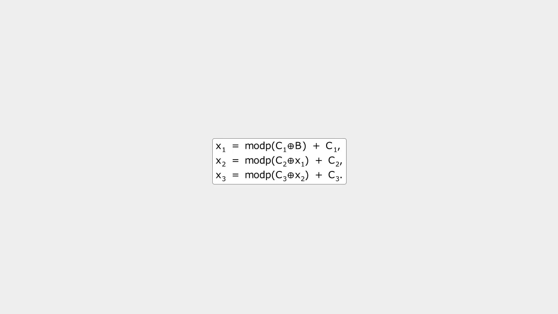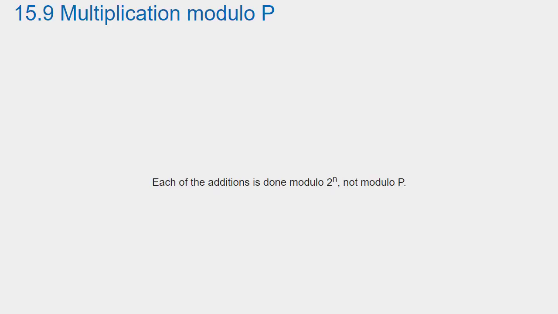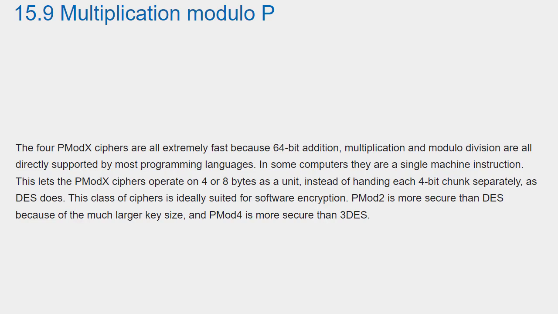The third cipher in the family, p mod 3, has 3 iterations and is rated 9. The fourth member, p mod 4, is rated 10. It has a total key size of 256 bits, 4 times the block size. Each of the additions is done modulo 2 to the power n, not modulo p. The 4 p mod x ciphers are all extremely fast because 64-bit addition, multiplication and modulo division are all directly supported by most programming languages. In some computers, they are a single machine instruction.